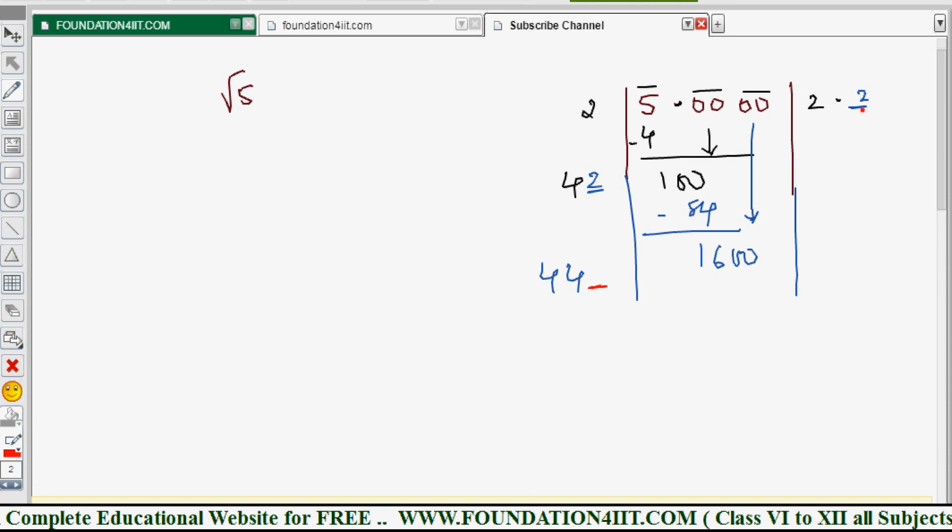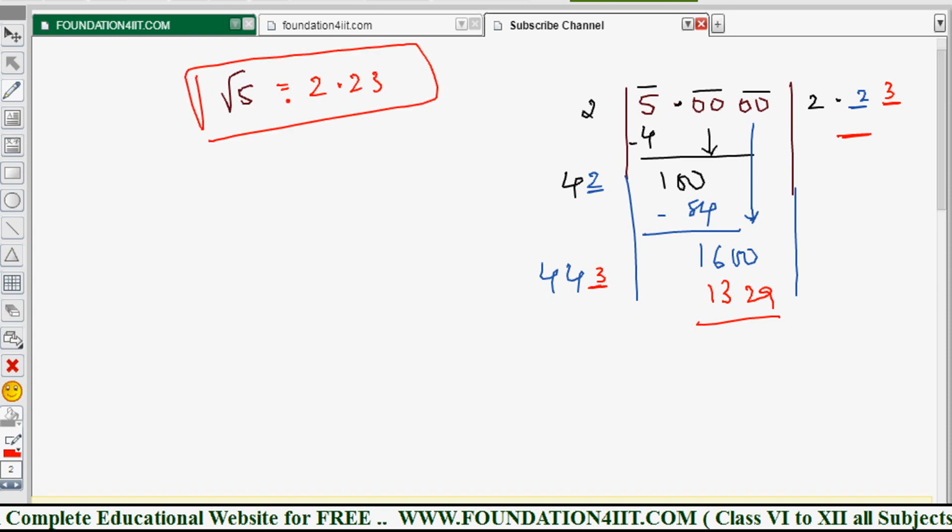Now this place and this place should be the same. That is 441 ones are, 442 twos are, 443 threes are. Check like that until you reach 1600. So I solved 443 threes are 1329, because 444 fours are more than 1600. So don't take that. That much you can stop. So this is 2.23. Therefore the root 5 value is 2.23.